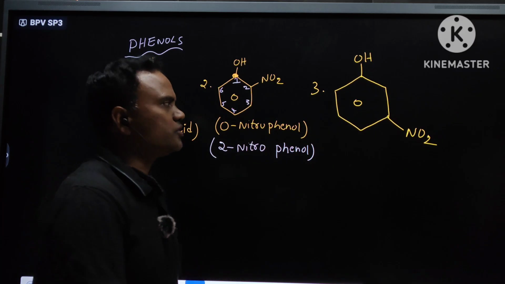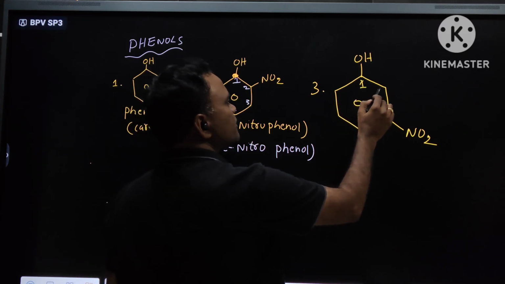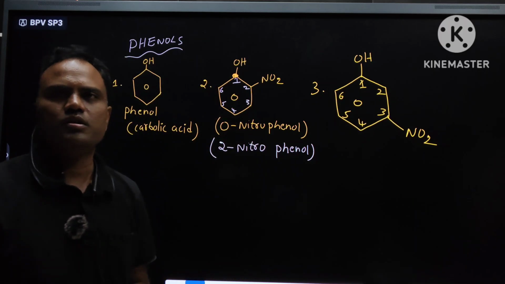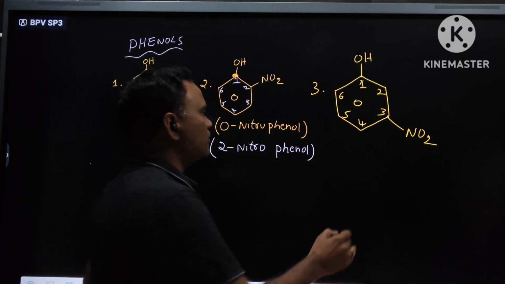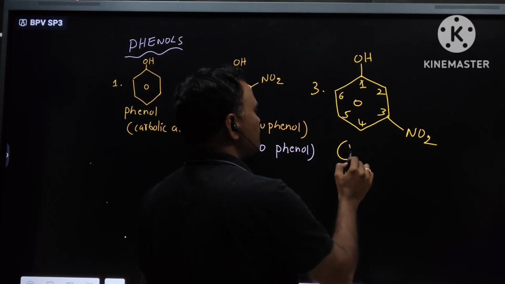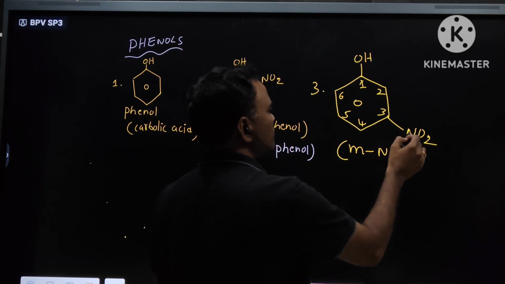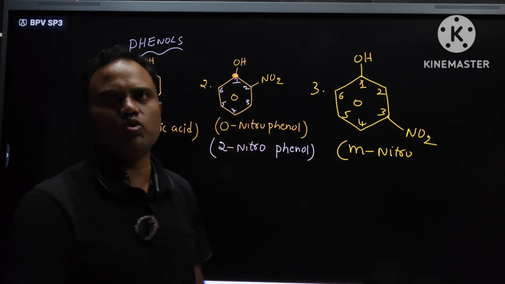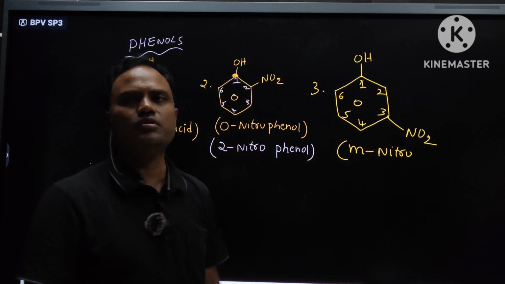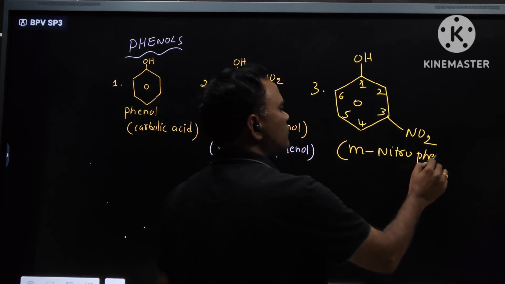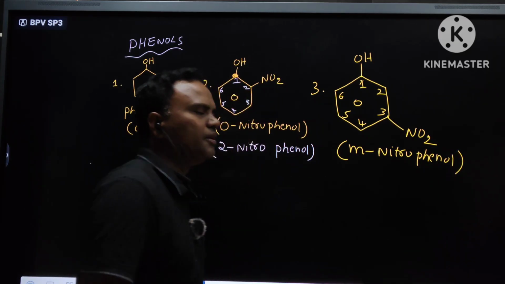They are 1-3 positions. Give the numbering: first, second, third, fourth, fifth, and sixth. Its name is meta-nitrophenol. These names are very, very important. Meta-nitro or m-nitrophenol. This is meta position. If any group is present in the third position, that is called meta position. M-nitrophenol, meta-nitrophenol, or also called as, tell me, you try.